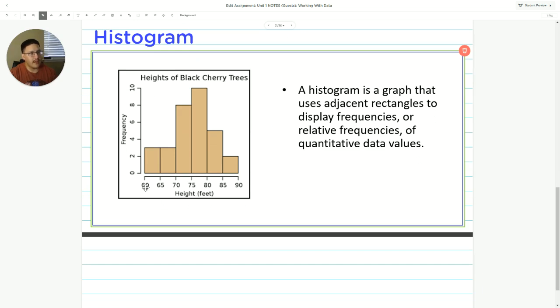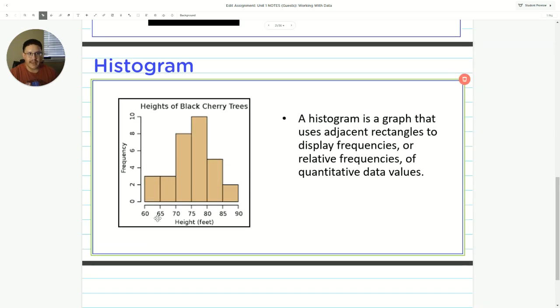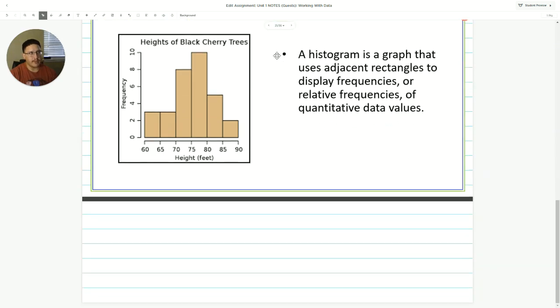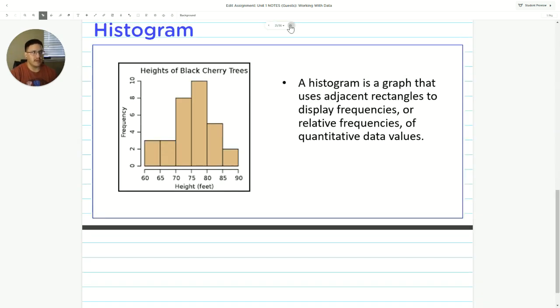So in this case, the numbers between 60 and 65, probably not including 65, so this is basically 65 and less. About 3 is the frequency for those heights of black cherry trees. Okay, so between 60 and 65, there are 3 trees. Between 65 and 70, there were again 3 trees. Between 70 and 75, there were 8 trees, and so on and so forth. That's how you would read a histogram. We're going to go through an example to better clarify, but that is how you would read histograms.